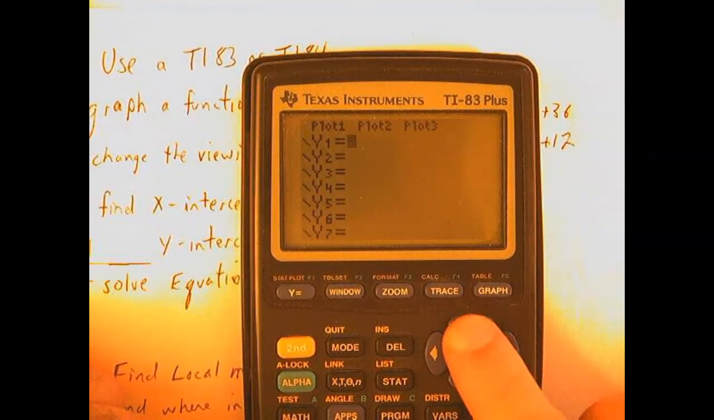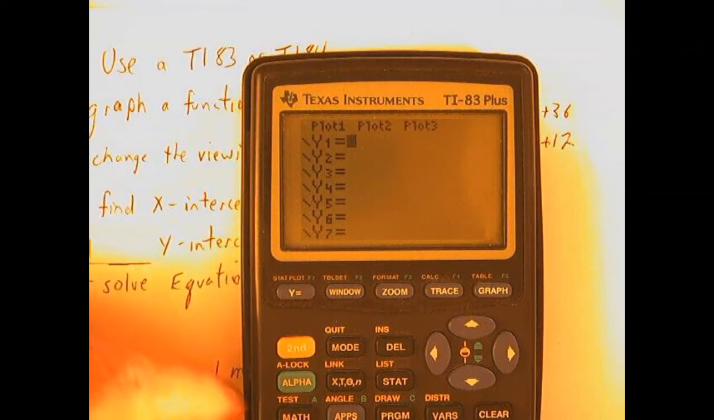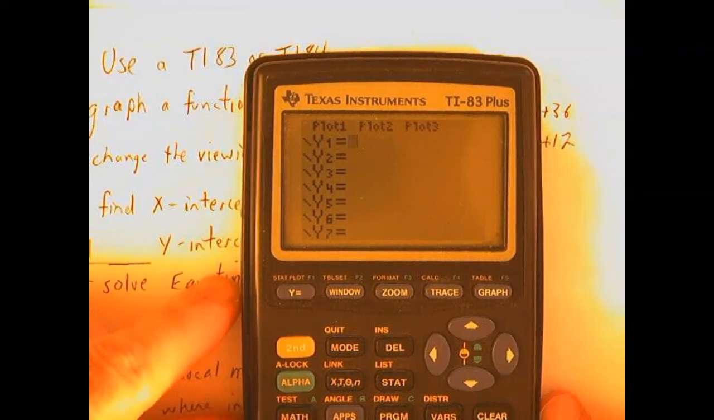I don't know if I mentioned, but you also have to make sure that your plots are off. So here I just turned one of my plots on. If you see a screen like that, go up to the plot, hit enter. That will turn it off. Go back down and make sure that they're all off. Hopefully, if that's been giving you problems, now you know why. But if you're starting from scratch and your calculator hasn't been used before, then you shouldn't have that issue.